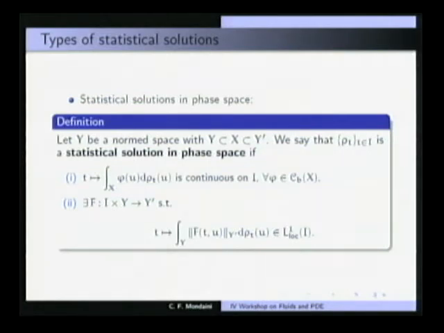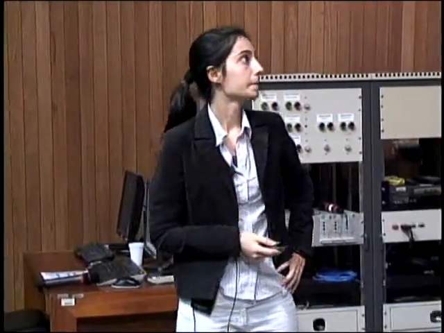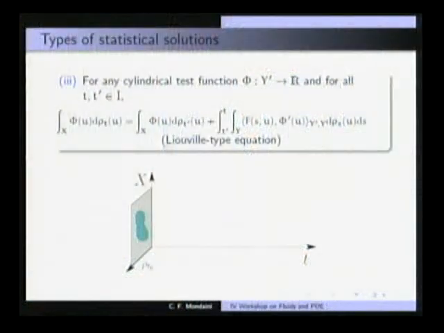And second condition, suppose you have a function f defined on I times Y, taking values in Y prime, such that this mapping is L1 with respect to I. All these conditions are natural in the context of an application. Second, for example, would be verified via a priori estimate. And third, the most important one is the Liouville type equation. You require your family of measures to satisfy this kind of evolution equation in a mean sense. So a statistical solution in phase space is simply a family of measures describing the evolution of your sets of initial conditions, the evolution of your initial probability distribution. It should be something like that.